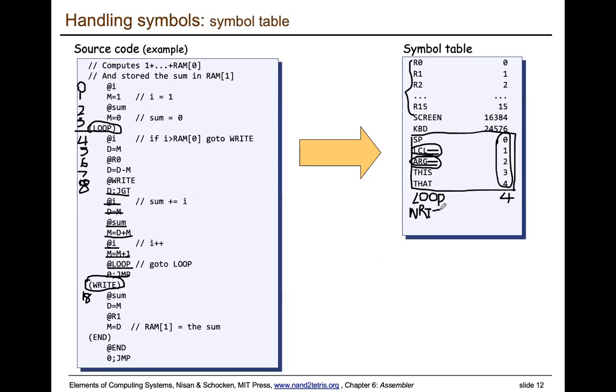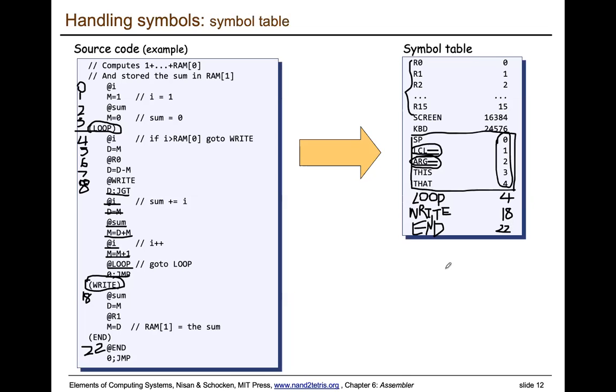This is the write. I will write this number as 18. So 18, 19, 20, 21, 22. So after the end is 22. So I will record the end in my table, and I will write the number 22.